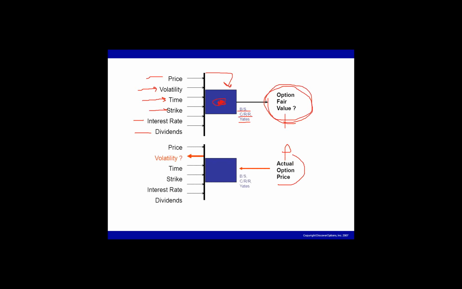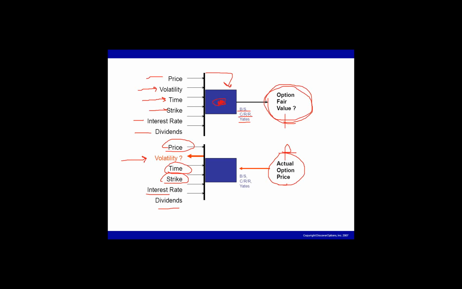Now, here's how we get implied volatility. What happens if we know the price? We know the price of the option. Let me just click the button here. We know the price of the option. We know the stock price. We know how much time is remaining, the strike, the interest rate, dividends. We know everything here except the volatility level.